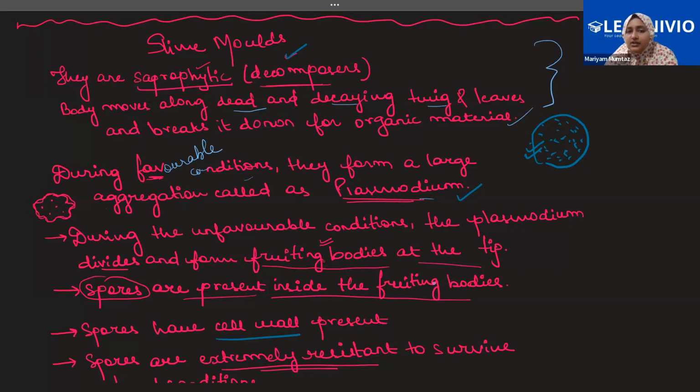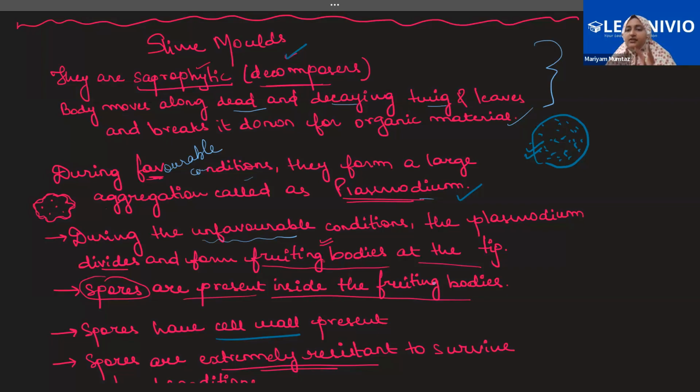During favorable conditions, they form a large aggregation called a plasmodium. Just like endospore formation took place in bacteria, that took place in unfavorable conditions, but here, under favorable conditions, they form an aggregation known as plasmodium. Whenever there are unfavorable conditions, they start dividing by forming spores. First the plasmodium will form the fruiting body.